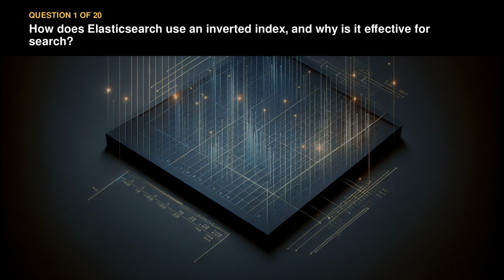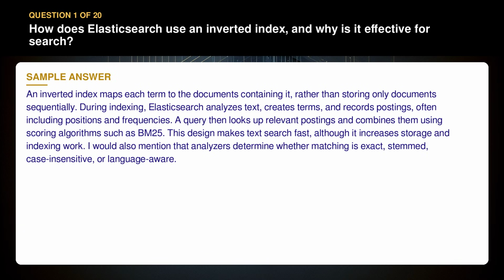Question 1. How does Elasticsearch use an inverted index, and why is it effective for search? An inverted index maps each term to the documents containing it, rather than storing only documents sequentially. During indexing, Elasticsearch analyzes text, creates terms, and records postings, often including positions and frequencies.